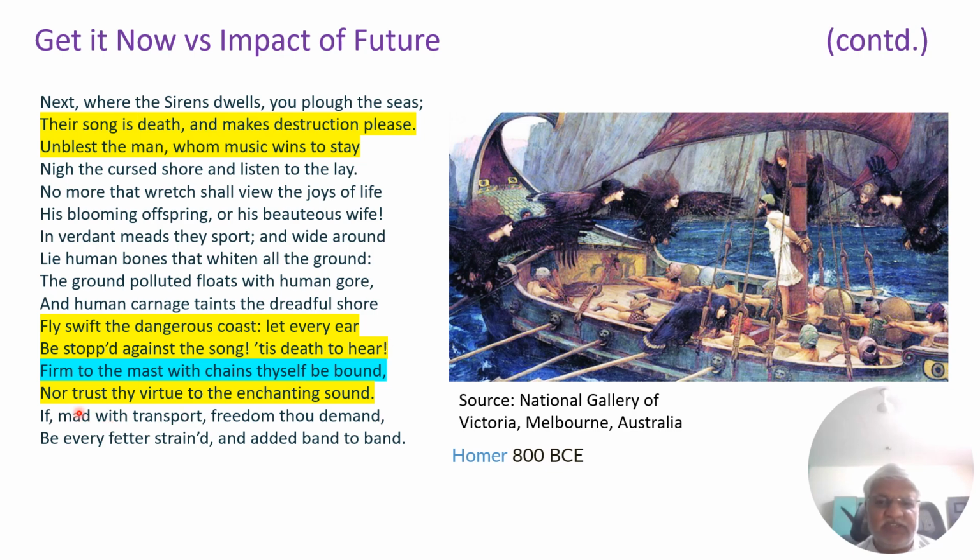Okay, and Circe was also mentioning that firm nor trust thy virtue to the enchanting sound. That means you might have some good virtues, that even if you go near them you will still be sane, but don't trust your good virtues. Don't try to bet on those things. So these are some of the warnings which Circe has given to Ulysses.